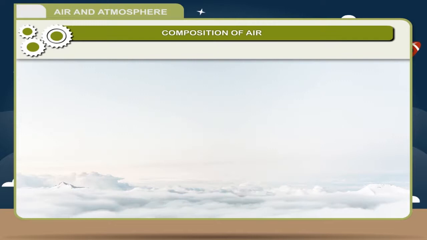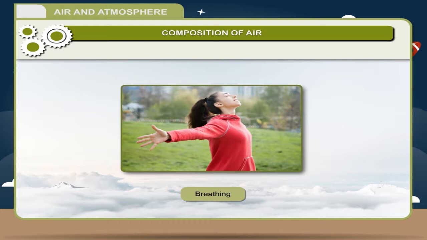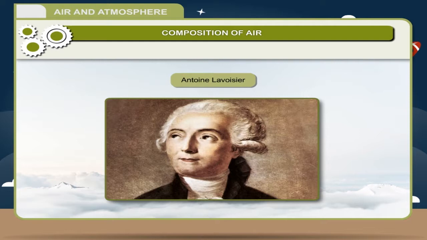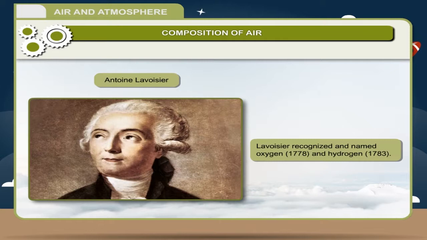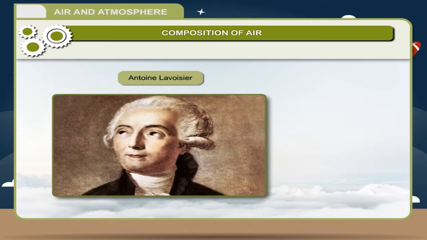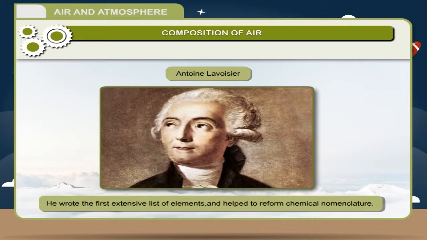CO2 is naturally added to the atmosphere by breathing, natural fires, and volcanic eruptions. Antoine Lavoisier, 1743 to 1794, is most noted for his discovery of the role oxygen plays in combustion. Lavoisier recognized and named oxygen in 1778 and hydrogen in 1783. He wrote the first extensive list of elements and helped to reform chemical nomenclature.